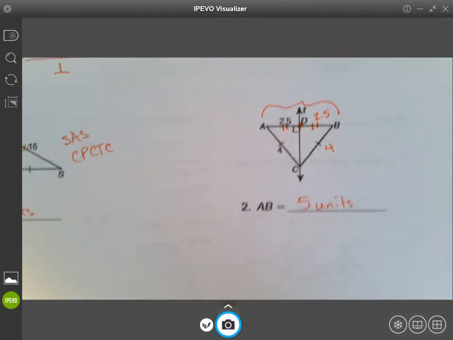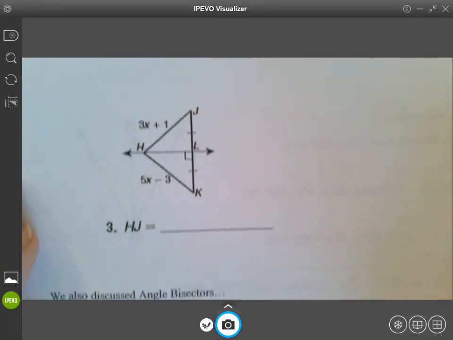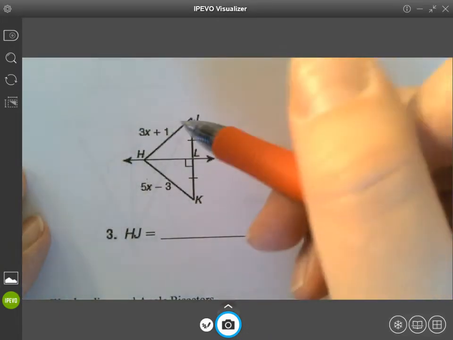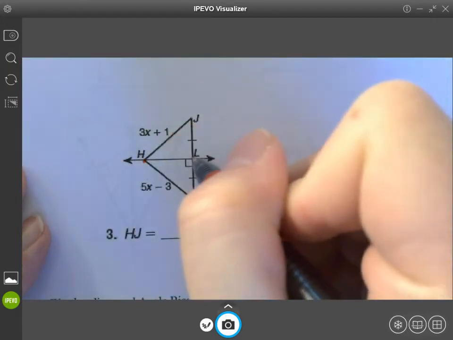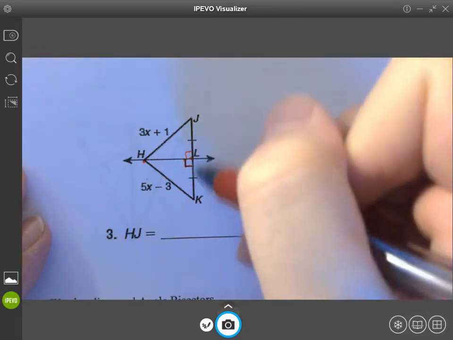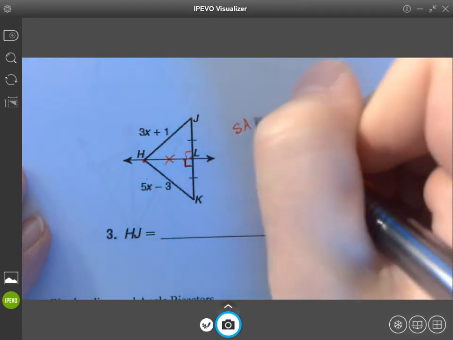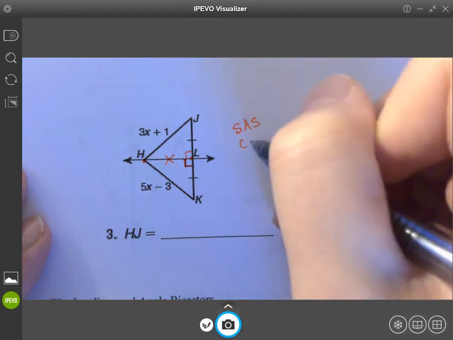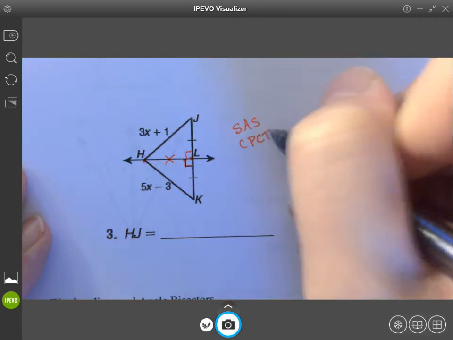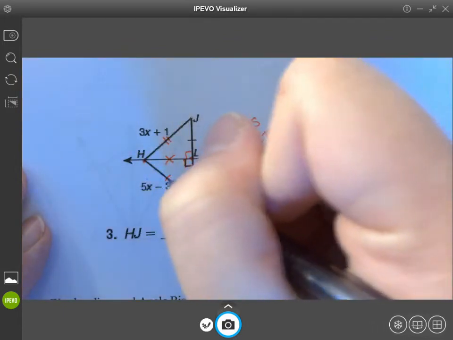Okay, now we're going to step it up a little bit. Look at number 3. We again have that perpendicular bisector, 90 degrees, 90 degrees. If these pieces are congruent, that's that reflexive. We have congruent triangles by side, angle, side. And so all the corresponding parts of the congruent triangles are congruent. That means that this segment is equal to this segment.